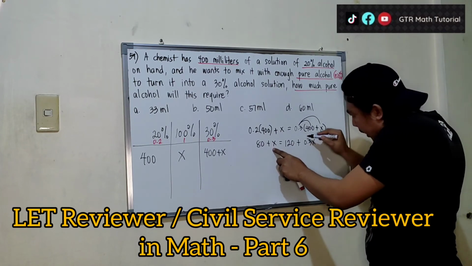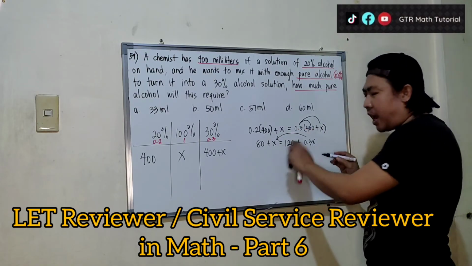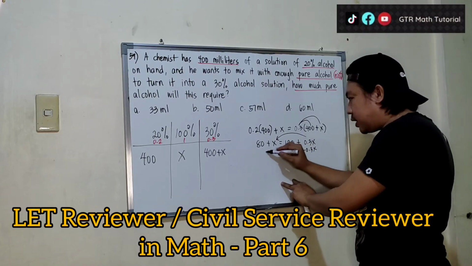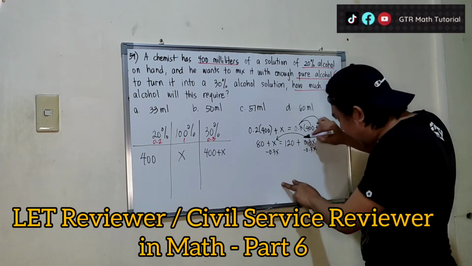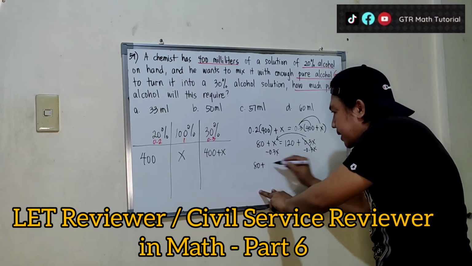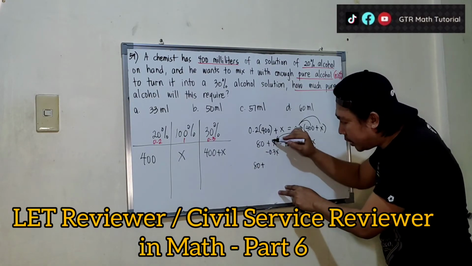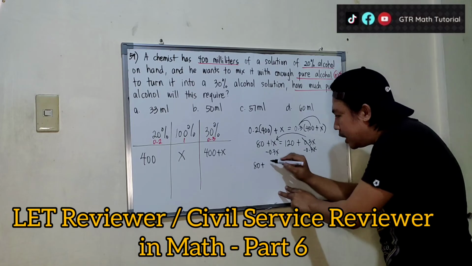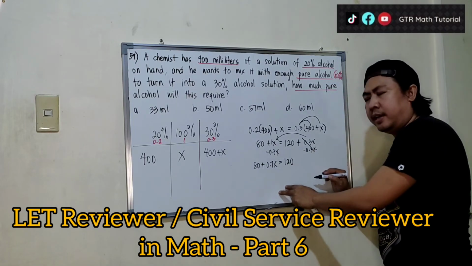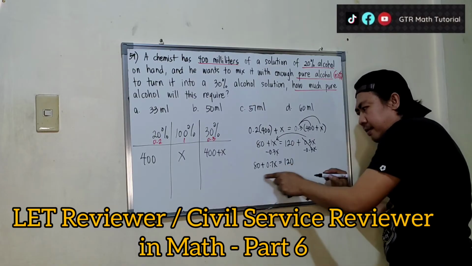So ilipat natin ito dito para wala na tayong magiging negative. So, subtract 0.3x to both sides, para ma-combine natin to. So, maka-cancel out na to. So, therefore, we have 80 plus, meron tayong 1 dito, 1 minus 0.3, so that is 0.7x equals 120. Then, combine, subtract 80.